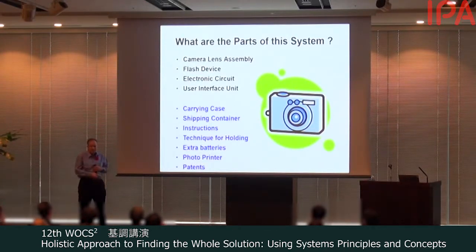Extra batteries, because batteries have a certain life, and if you expect that they need to use it for longer than the batteries will last, well, extra batteries might be essential for good behavior of the system. The printer, getting the pictures out of the camera and onto a piece of paper. How does the printer interact with the camera device? The patent. The patent is key technology that you assign ownership.